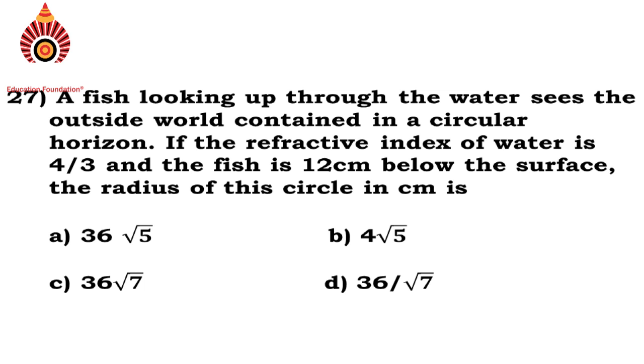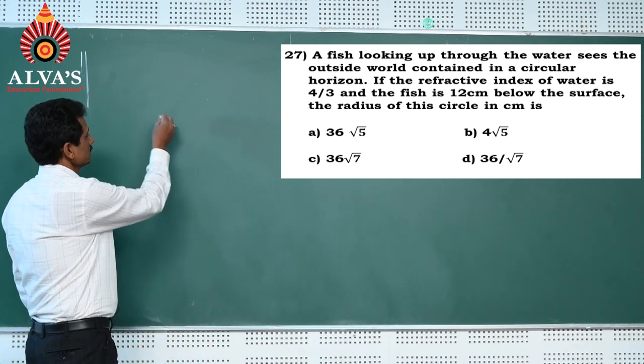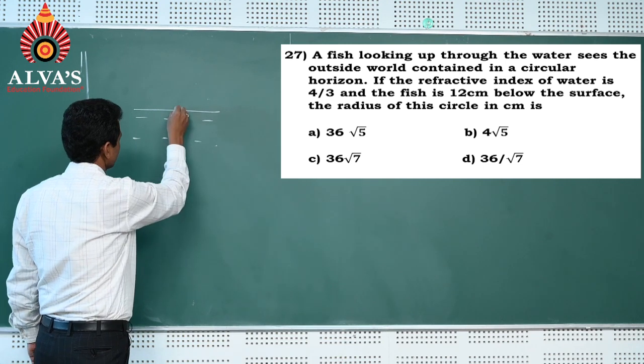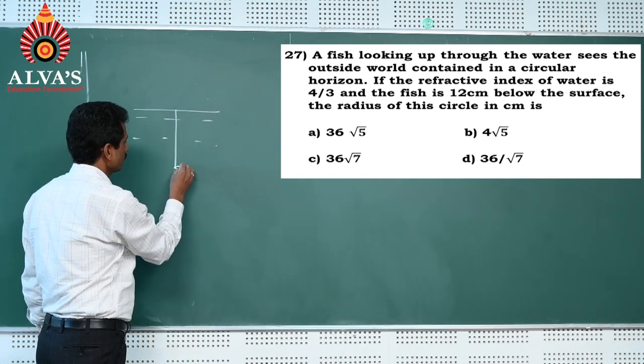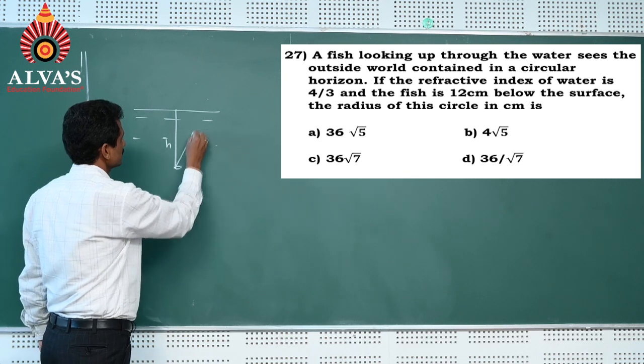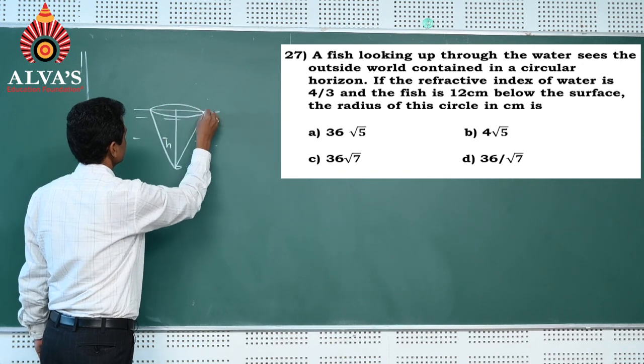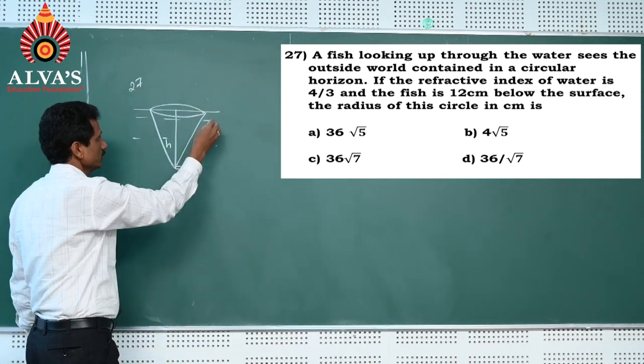Question number 27. A fish looking up through the water sees the outside world contained in a circular horizon. If the refractive index of water is 4 by 3 and the fish is 12 centimeter below the surface, the radius of this circle in centimeter is. It's a fish underwater problem. Water like this, fish at a depth of h meter. It can see the outside world within a circle of radius r. So this is question number 27.